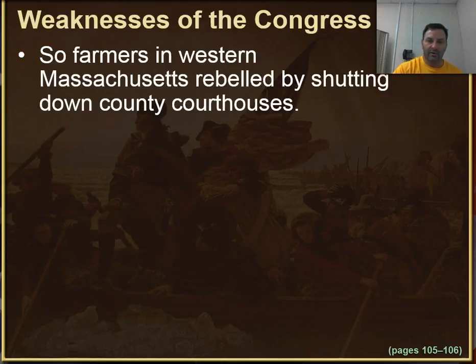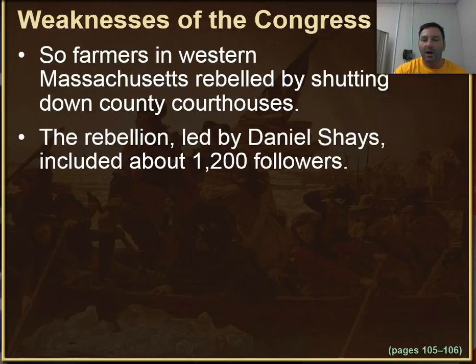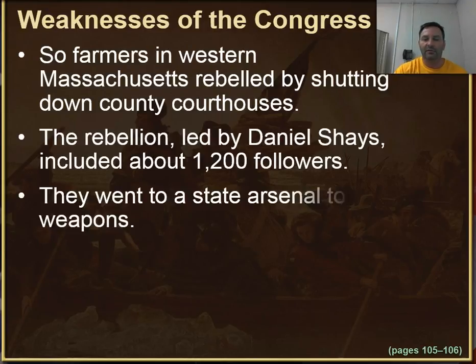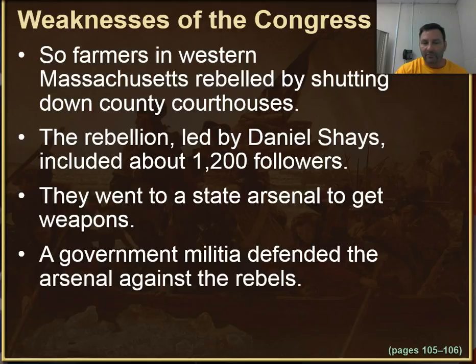So, farmers in western Massachusetts rebelled by shutting down the county courthouses. This rebellion was led by Daniel Shays and included about 1,200 followers. They went to a state arsenal to get weapons, and a government militia defended the arsenal against the rebels.